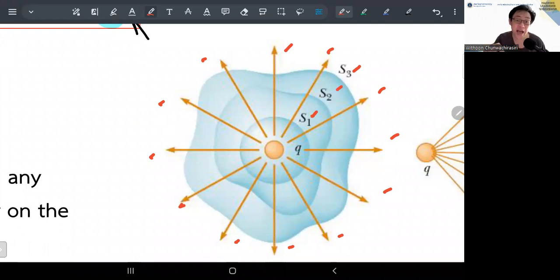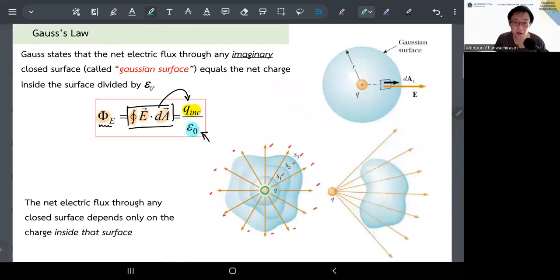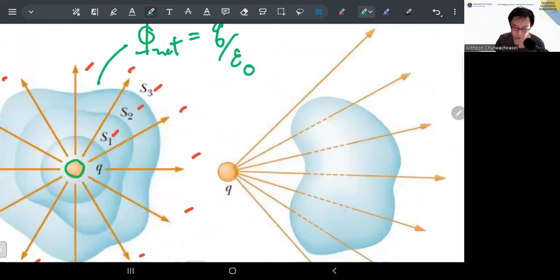But now when you look inside these three surfaces, that's one Q right there. And that's it. It's done. So this means the amount of flux through these three surfaces must be the same because they have the same amount of charge in there, which is Q. And by Gauss's law, you can even tell the total net flux through these three surfaces must be Q over epsilon naught, and you are done. Isn't that cool?